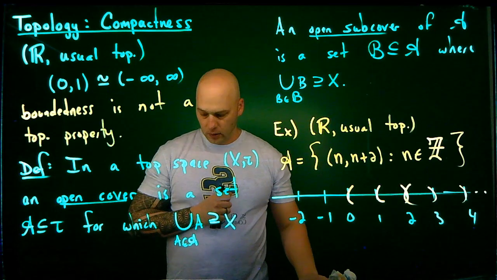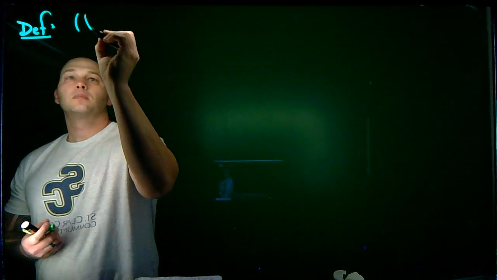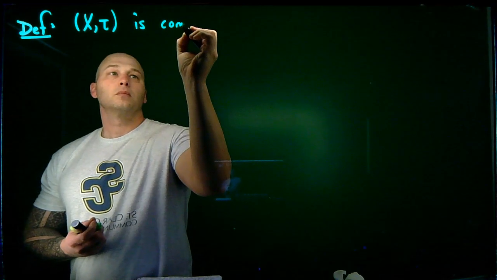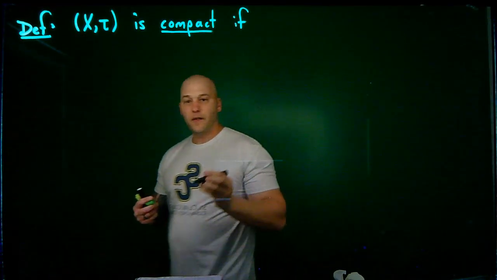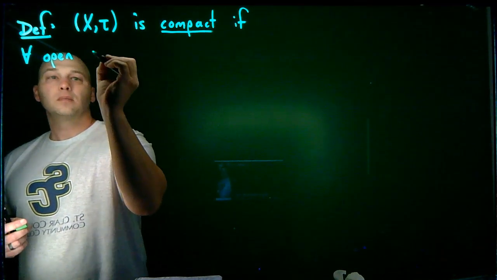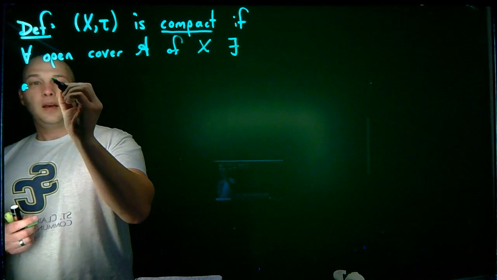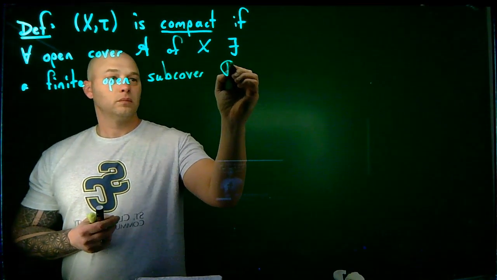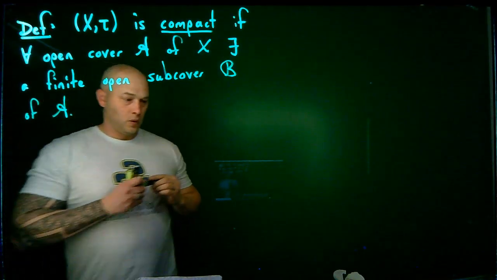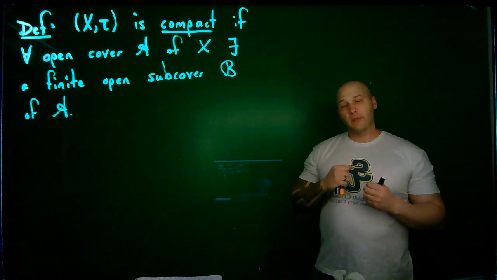Okay, let's take a look at some more examples. Actually, let's take a look at the definition of compactness first. All right, here's the definition of compactness. A topological space (X, tau) is compact if for every open cover A of X, there exists a finite open subcover of A. In order for a topological space to be compact, if I take any open cover, I can extract finitely many of those and still have an open cover.